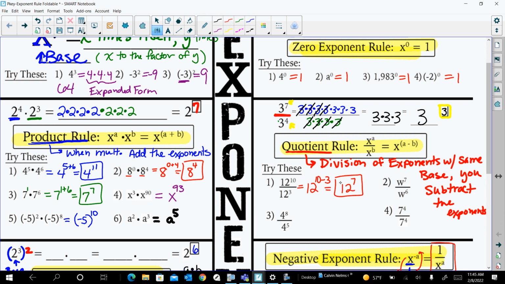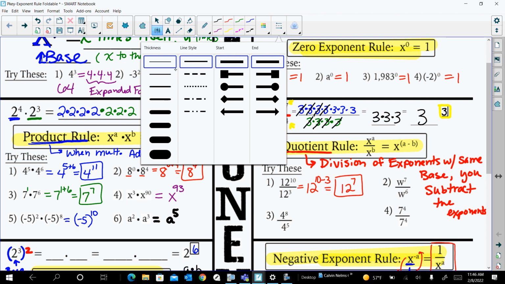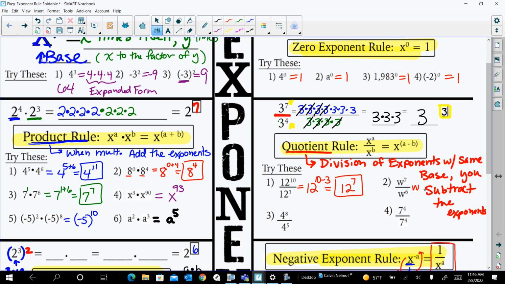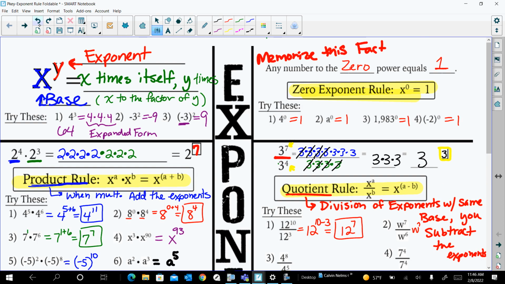Okay, so on number 2, what is the same base? Yeah, W. Okay, so this W is the same base, so we subtract the exponents. That would be 7 minus 6, right? Well, what's 7 minus 6? All right, W to the 1 power, right? Do I need to keep that exponent of 1? No. So we could just say our answer is just W. Okay, you could just keep it as just W. And that would be the final answer.